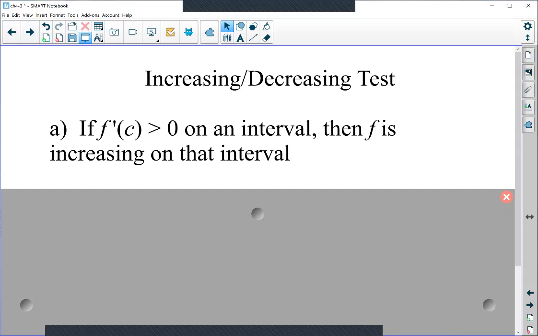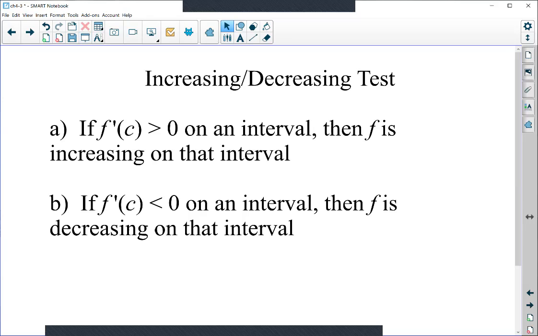All right. So if the derivative at some point c is greater than 0, then the function is increasing. Positive slope for our tangent line, function is increasing. That should kind of make sense, I hope. Negative slope of our tangent line, so the derivative is negative, then the function is decreasing.